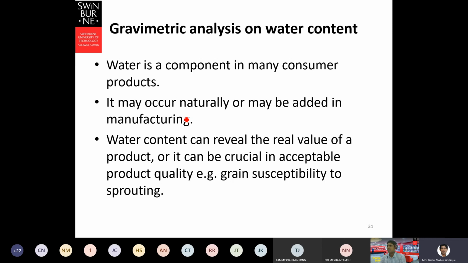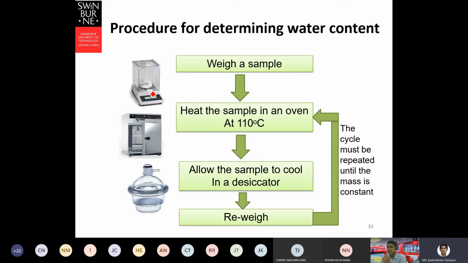All right. So water content: gravimetric analysis is used to find out the water content, and we can find the water content from food or any other organic material. We can find how much water it is holding. The process is, we take the sample, we weigh it, and note down the amount that we found.